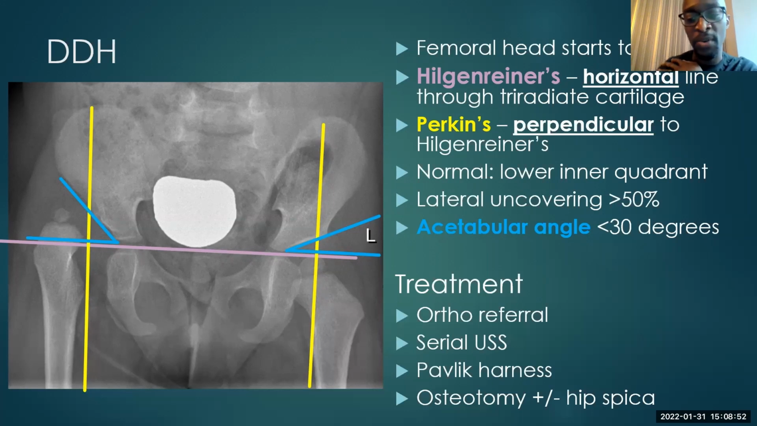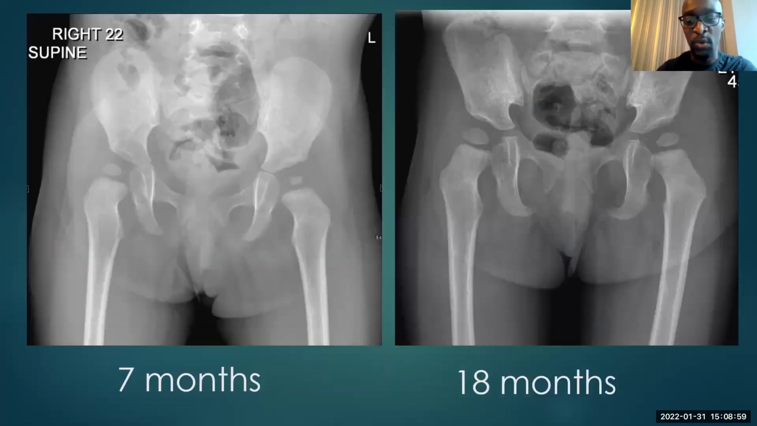Then they need orthopedic referral and a Pavlik harness to start with, and an osteotomy and hip spica can be considered, but this must be done under orthopedics.